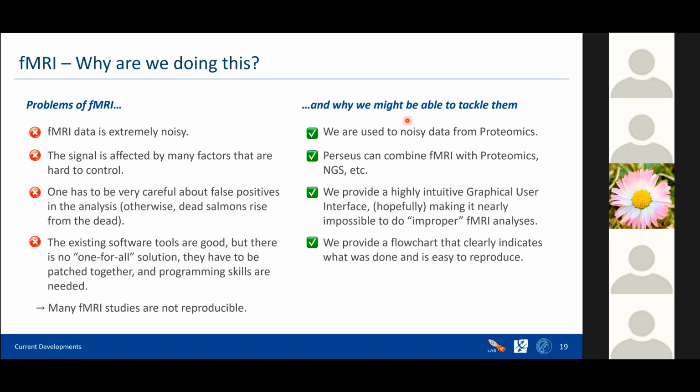One has to accurately explain in the methods what was done, and this is something that makes it hard to reproduce stuff. But when we can provide a nice flowchart indicating exactly what was done, this should make things much better. So we hope that by this we can contribute to this very, very interesting field.